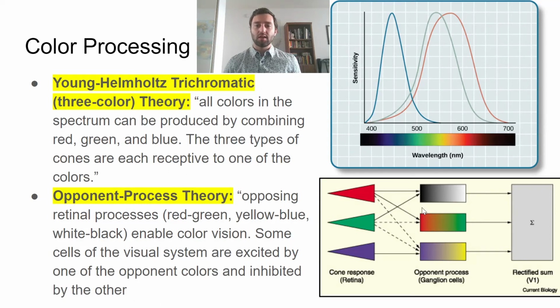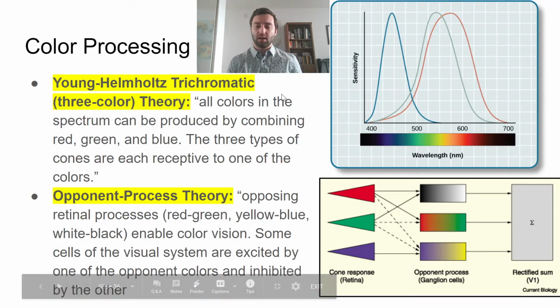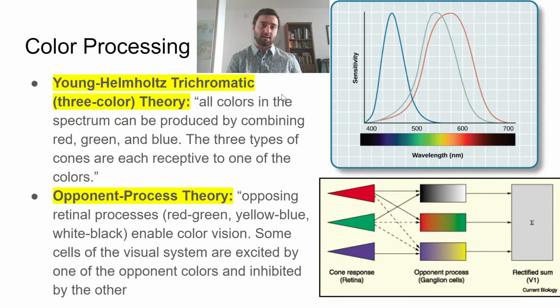Opponent process, right, has these opponent ganglion cells, these extra cells that are going to be inhibited or excited, right? We've talked about that with neurons before, inhibited or excited, and that's going to determine the opposites. Again, opposite colors: red, green, yellow, blue, white, black. So you can think about those here. And these are the 2 theories of basically how we actually get color. Because again, all we're receiving is wavelengths of light. That's it. So how do we turn that into the colors that we see?